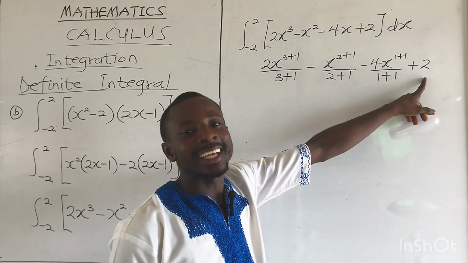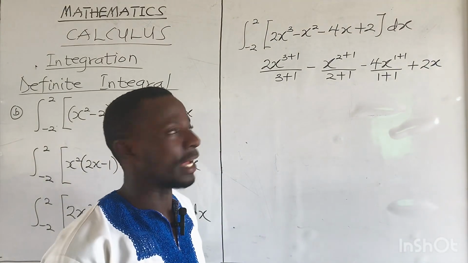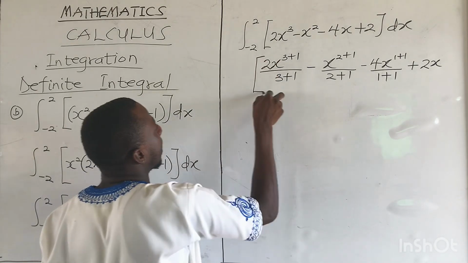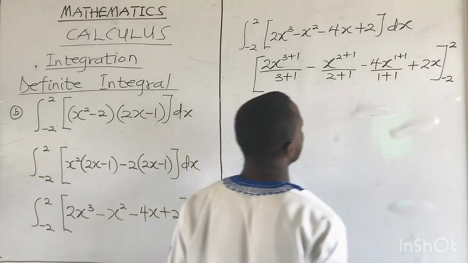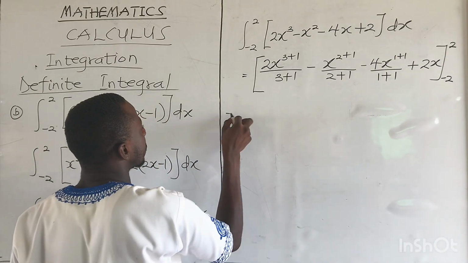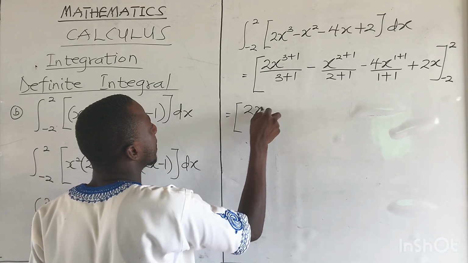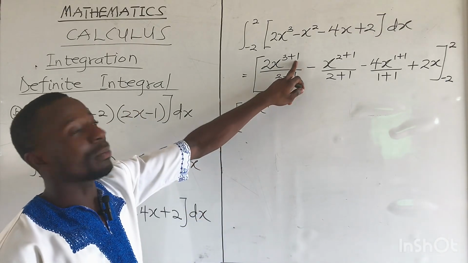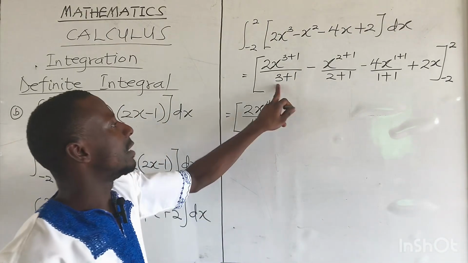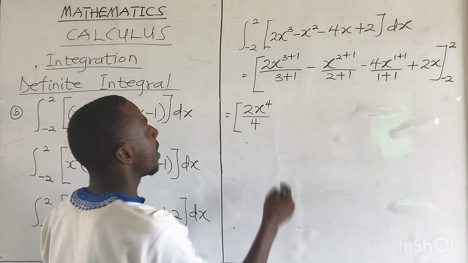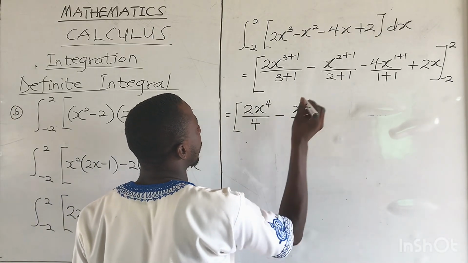Now the 2 here is a constant, so when I'm integrating 2, we are going to get 2x. Then we can now apply the limit, negative 2 to positive 2. Now over here we are going to get 2x exponent 4, since 3 plus 1 is 4, all over 4. The denominator is also 3 plus 1. Minus x power 3 all over 3.